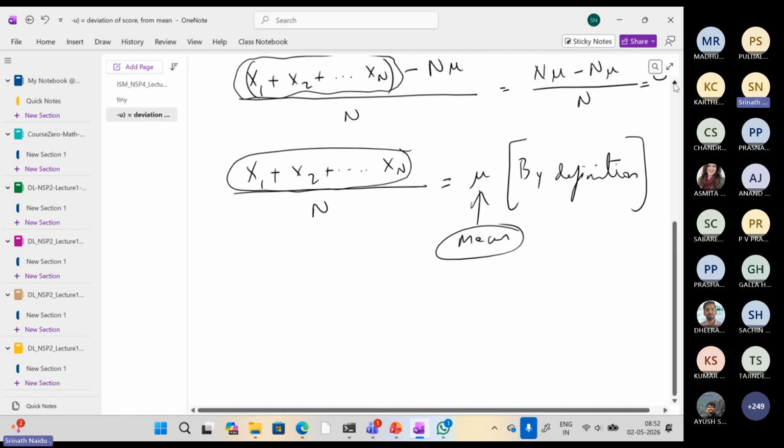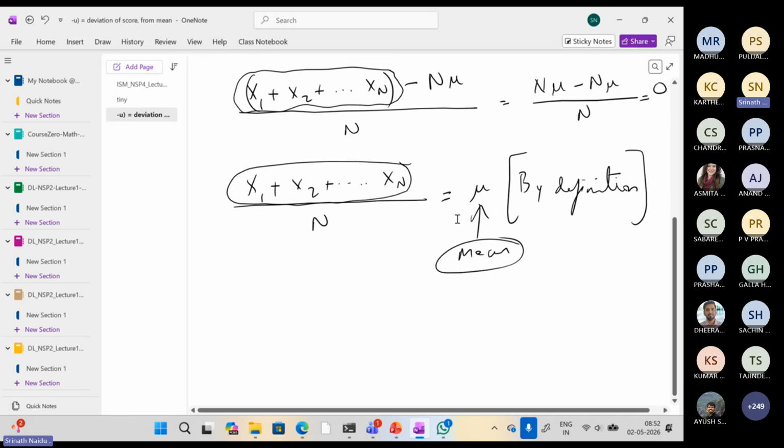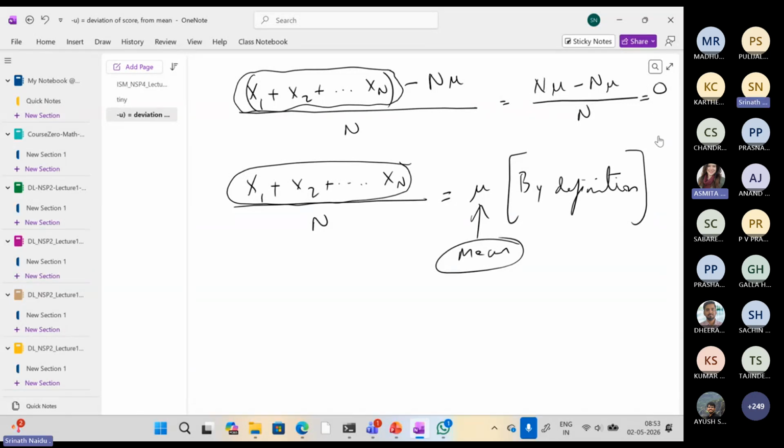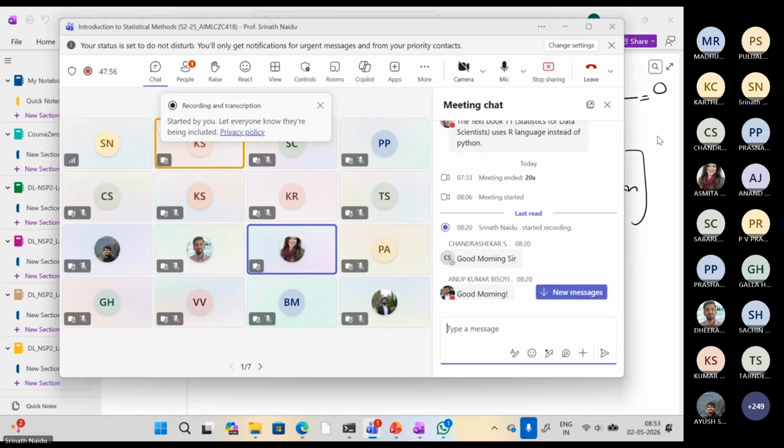So it's up to you how you actually handle this. I have n mu in the numerator, and again an n mu here. n mu minus n mu is 0. I can choose to divide n mu by n and n mu by n, and I get mu minus mu, which is 0. It's the same thing. It's just a matter of representation, right? Yes, we were confused about this equation. Okay, got it.